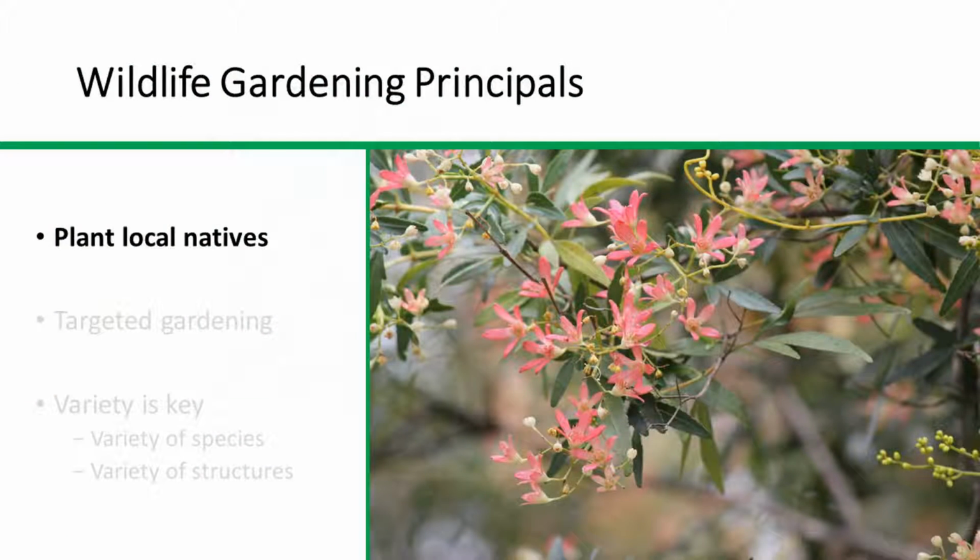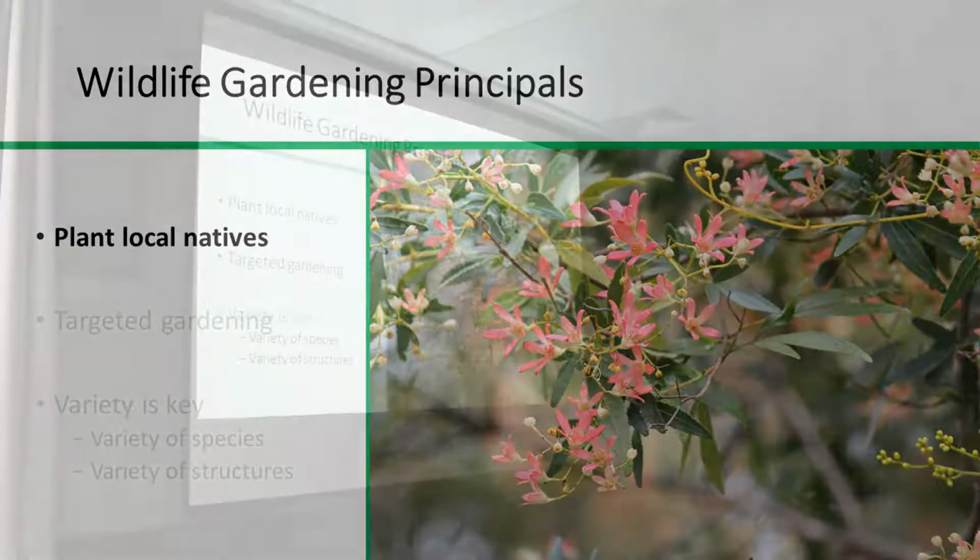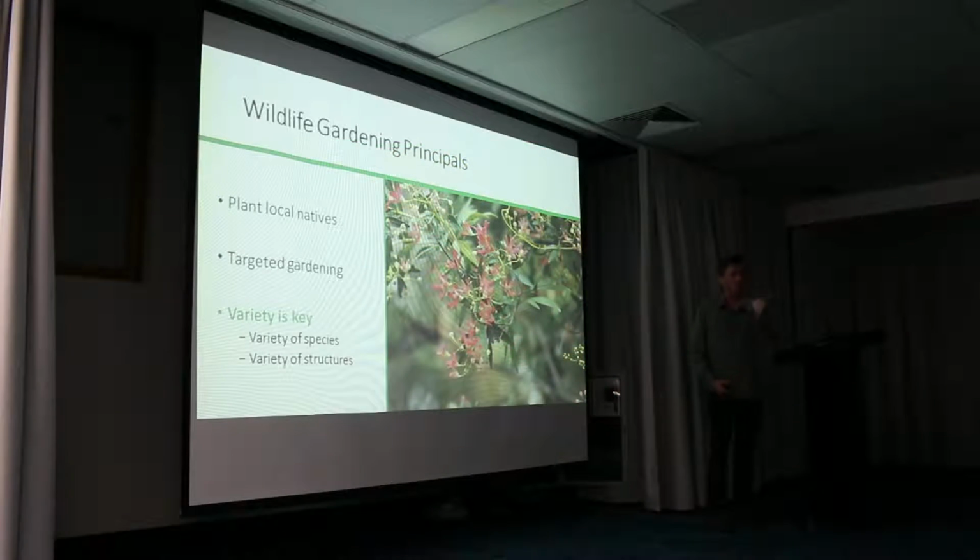What I mean by that is, pretty much just walk to the nearest bush reserve and look at what plant species are there, and that's usually the best indicator of what you should incorporate into your backyard, unless you're going for a particular animal species. But also local, that's important as well. That just means getting the genetic stock of what's in your area.